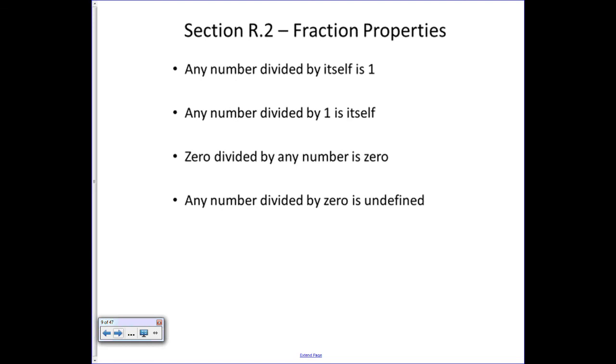So some properties about fractions: any number divided by itself is equal to 1. So if we have 7 over 7, 7 divided by 7 is just 1. Any number divided by 1 is just itself. So 15 over 1 is just 15. 0 divided by any number is just 0. So if we have 0 over 3, that's just 0.